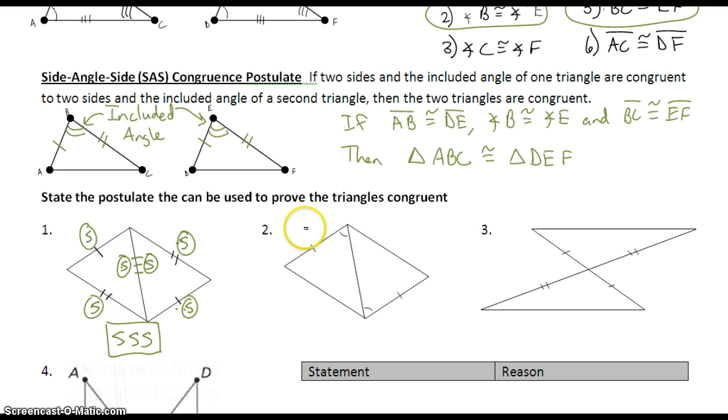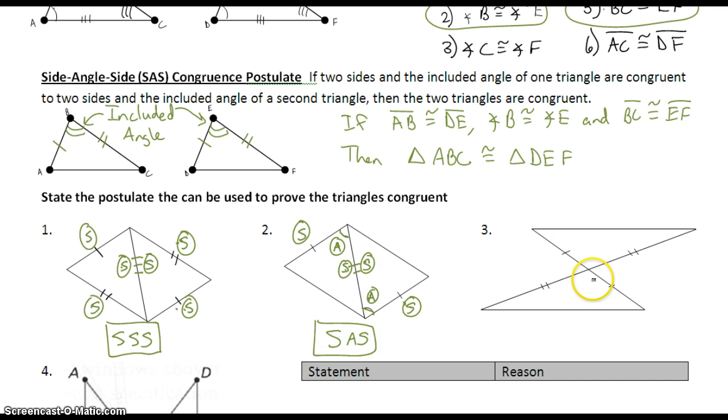In the second example, we have a pair of congruent sides. We have a pair of congruent angles. And we have a shared side, so by the reflexive property, it's congruent to itself. So these two triangles are congruent by side, angle, side. Remember, when we talk about SAS, that's a pair of congruent sides, a pair of congruent angles, and a pair of congruent sides.